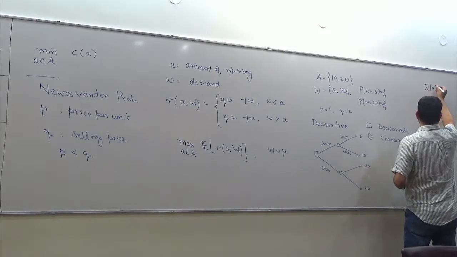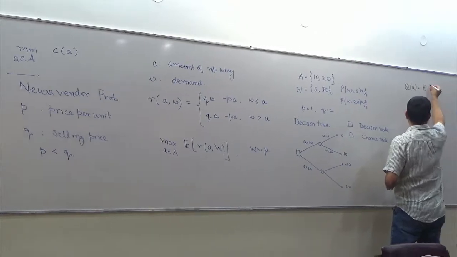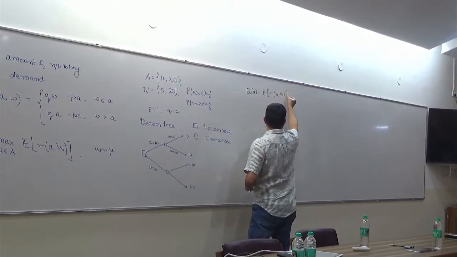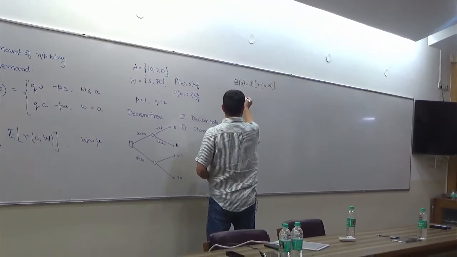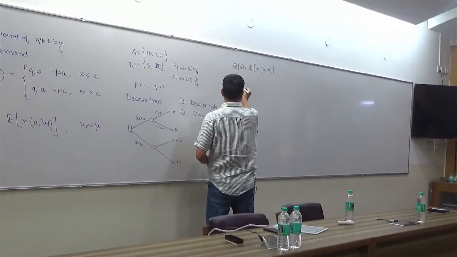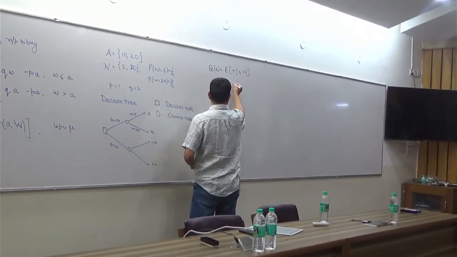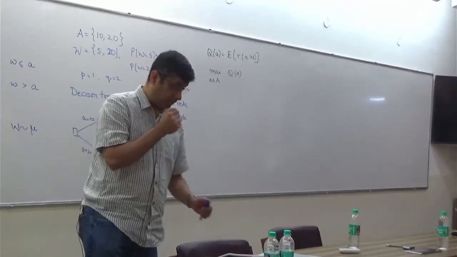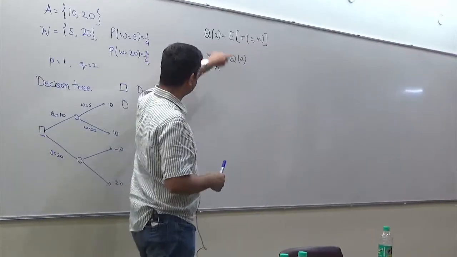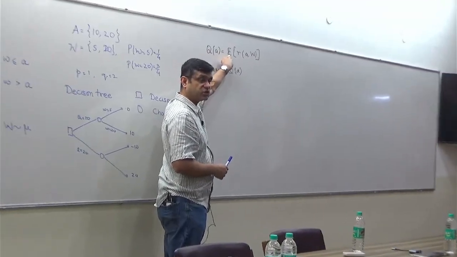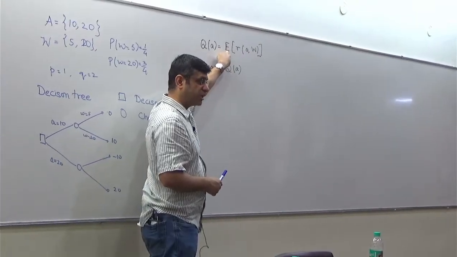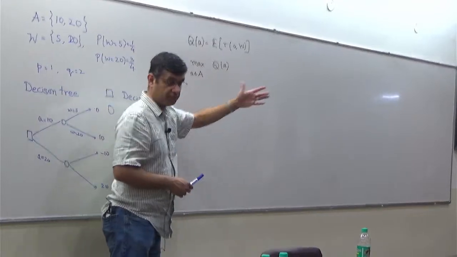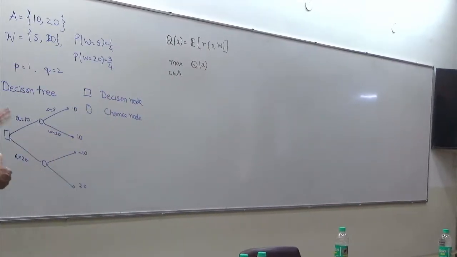So I can define Q of A to be the expected value of R of A and W. And then I can look at the problem of maximizing over the different choices of A of Q of A. So the mathematical or computational difficulty is in computing the expectation. Once I compute the expectation, I've reduced it to a type of problem which I know how to solve. Okay? So how do I compute the expectation in this tree?